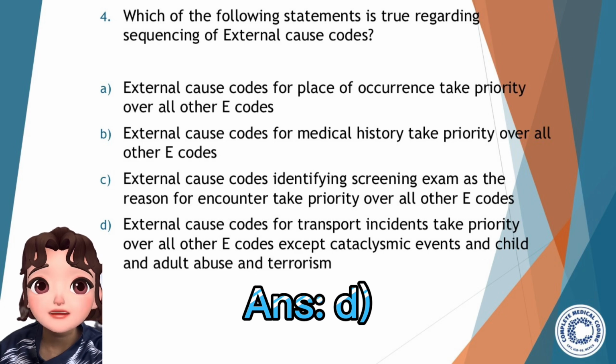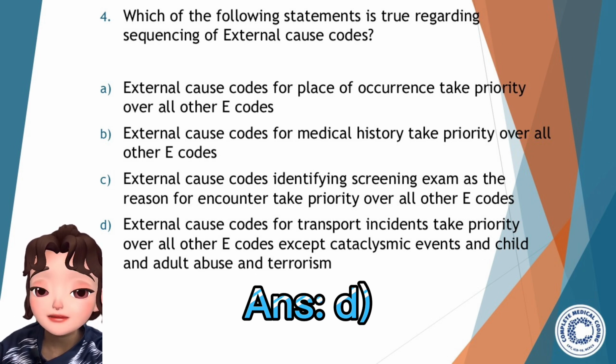We should always code the external cause codes for transport incidents first. If it is a transport incident or a transport accident, we have to code the external cause code first. Okay, except for cataclysmic events, meaning some disasters, some natural disasters, or child abuse. Child abuse and adult abuse we will also not code. Even terrorism we will not code.